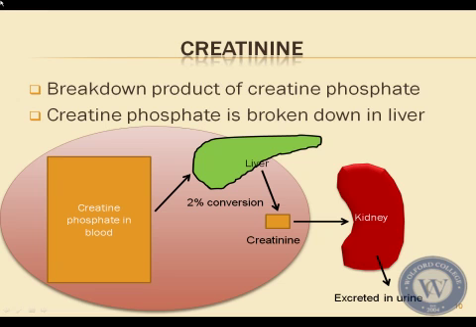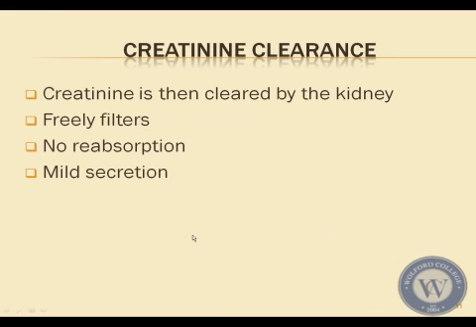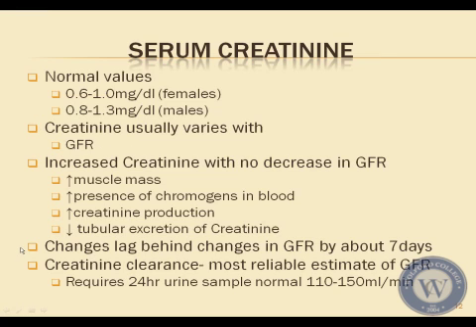Creatinine is a breakdown product of creatine phosphate. Remember, creatine phosphate is delivered into the bloodstream by muscle metabolism, and then it's converted by the liver into creatinine, which forms at a fairly steady state, and then the kidney excretes it in the urine. Creatinine is cleared by the kidney and freely filters. There's really no reabsorption, and it has mild secretion, so it's higher than the actual filtration value.